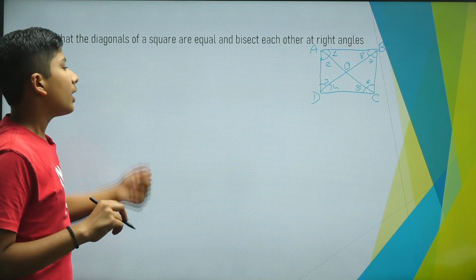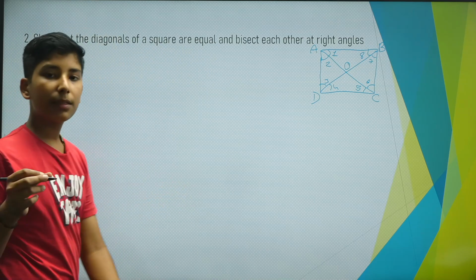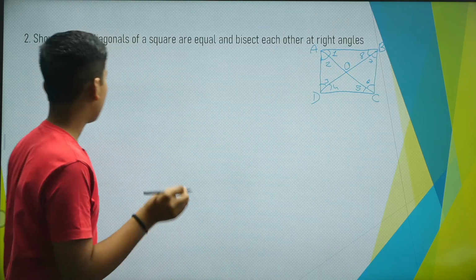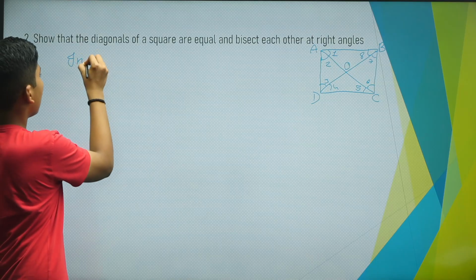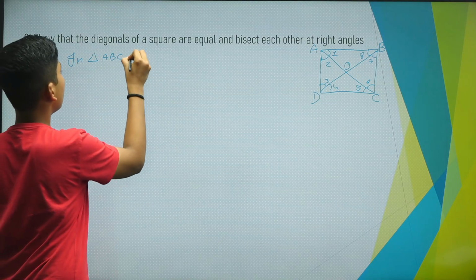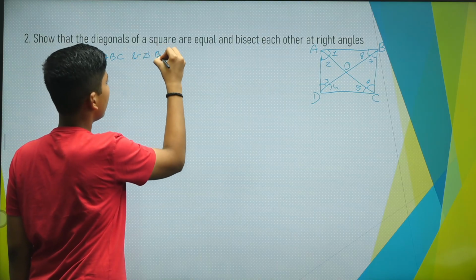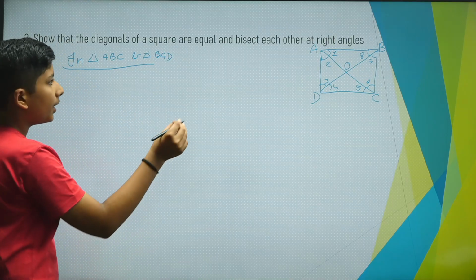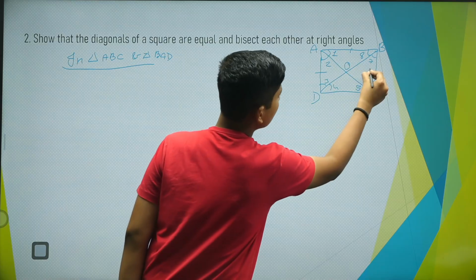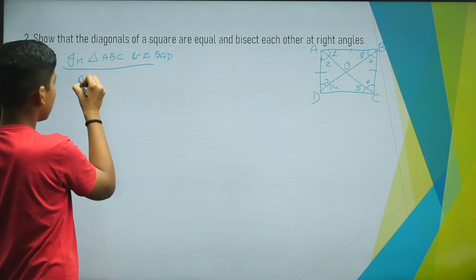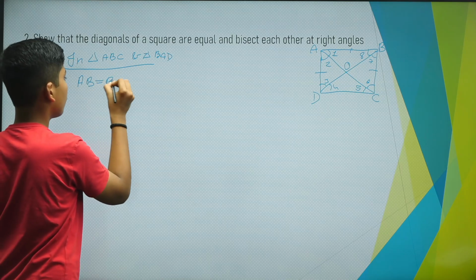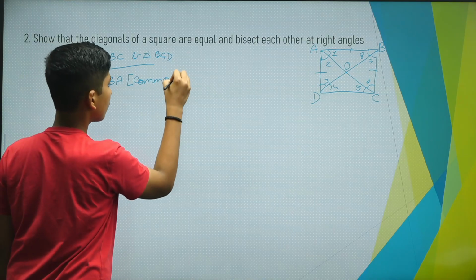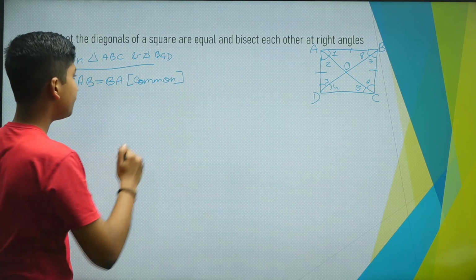Now, the diagonals of a square are equal. Firstly, we have to prove this. As in the previous question, we choose triangles ABC and BAD. In triangle ABC and triangle BAD, first of all, AB equals AB, in bracket write common. This is a common side.